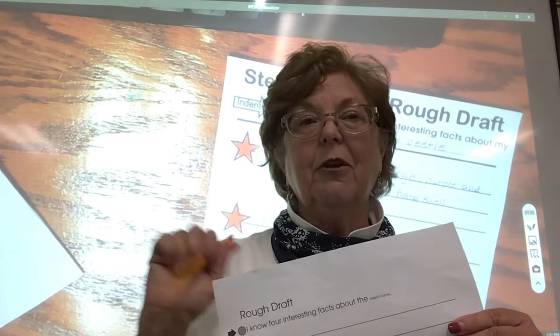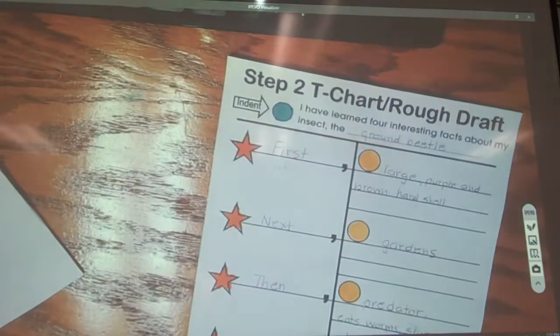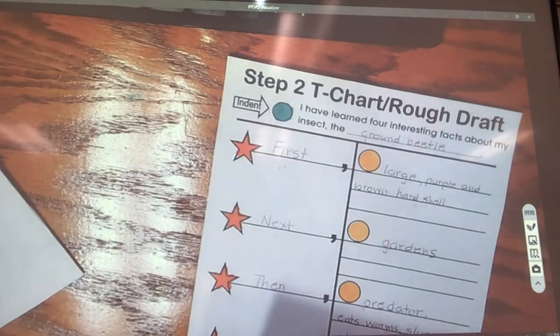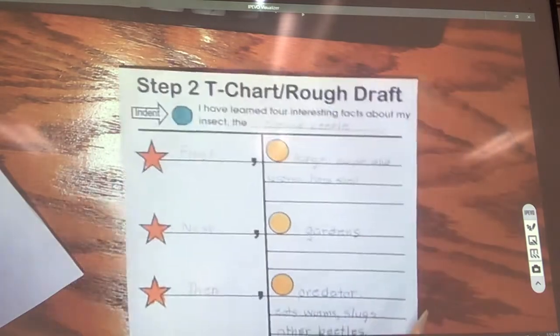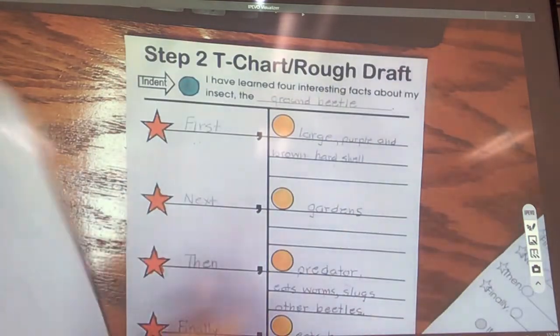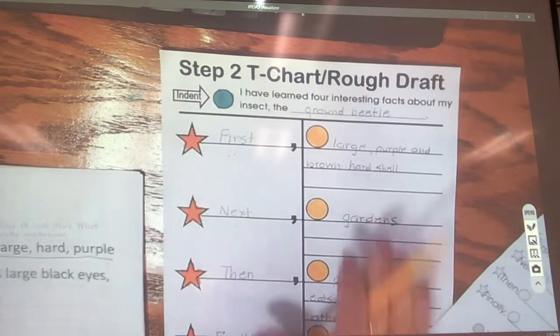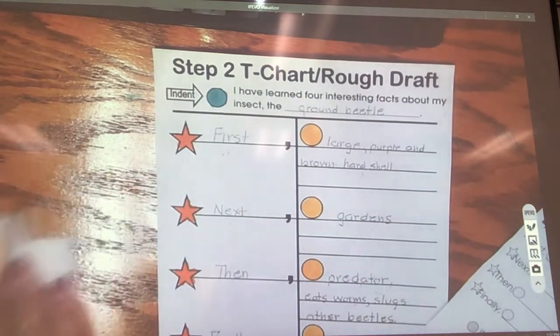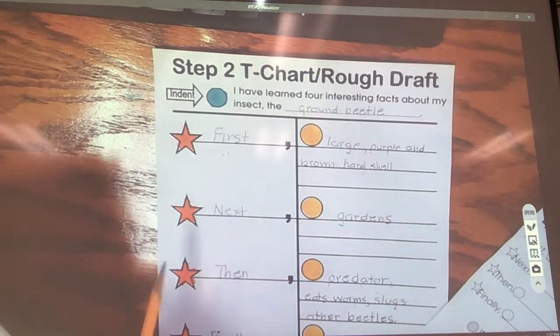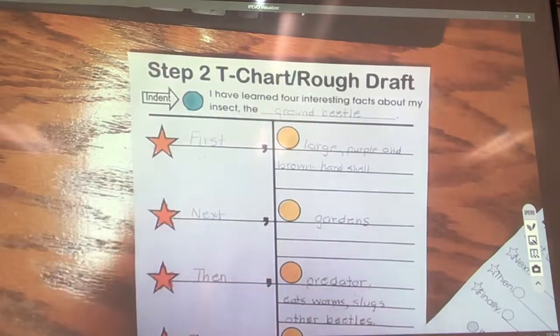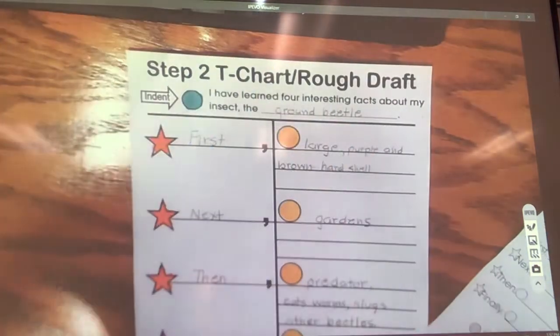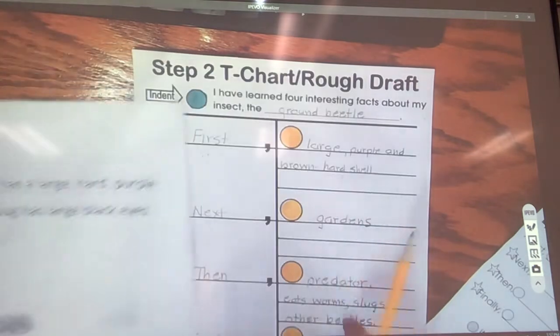I'm going to go sit down at my desk. I'll be right with you. Okay, here we go. So we had our T-charts. We did a little brainstorming right here. Now go to page one. I kind of already started.